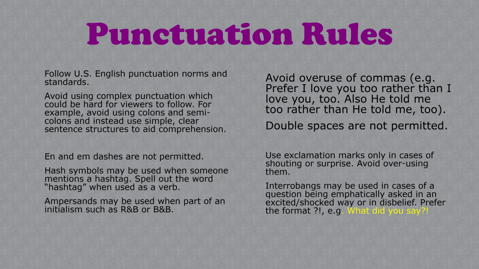4. Double spaces are not permitted. 5. N and M dashes are not permitted. 6. Hash symbols may be used when someone mentions a hashtag. Spell out the word hashtag when used as a verb. 7. Ampersands may be used when part of an initialism such as R&B or B&B.